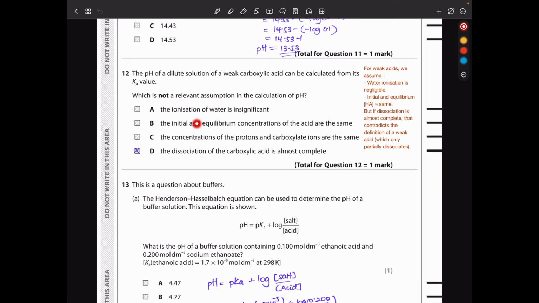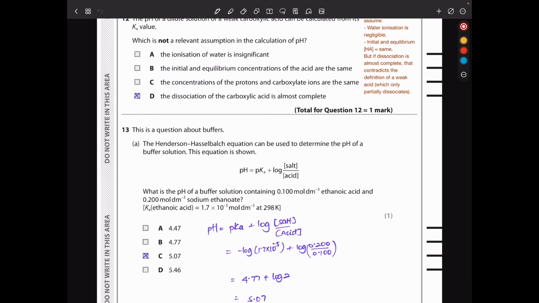It's relevant. The initial and equilibrium concentrations of the acid are the same, that is relevant. The concentration of the protons and carboxylate ions are the same, yeah, we do that. And the dissociation of the carboxylic acid is almost complete, that is wrong. It's not relevant. It's not a relevant assumption.